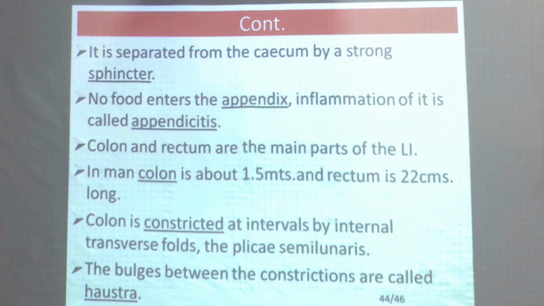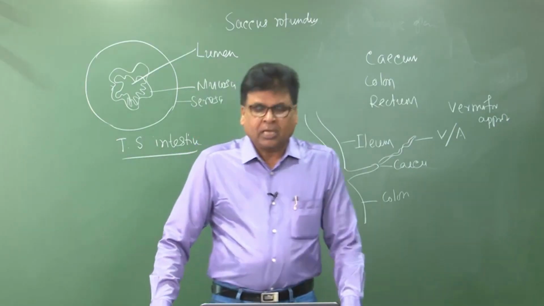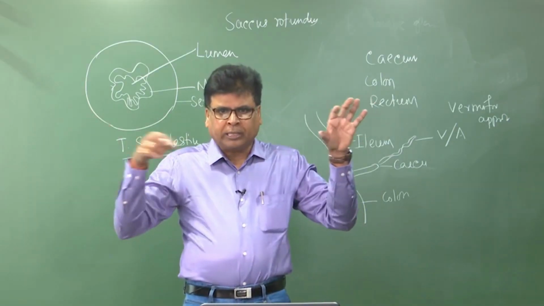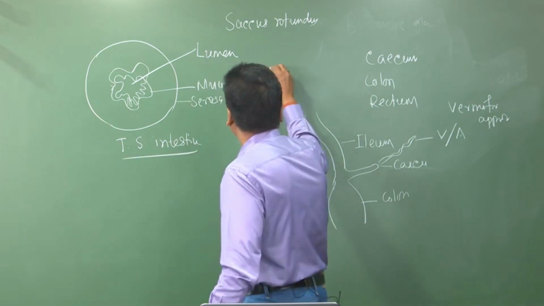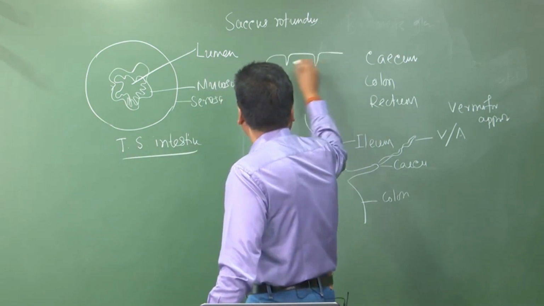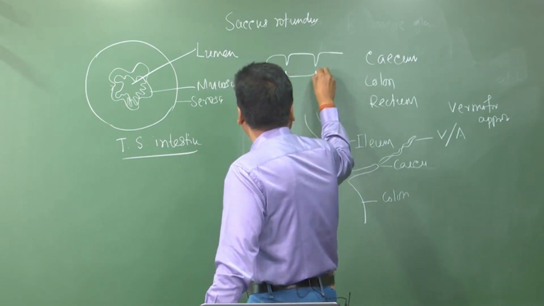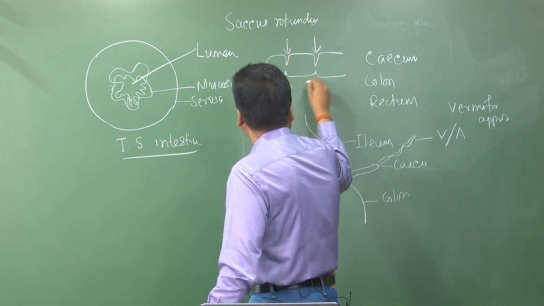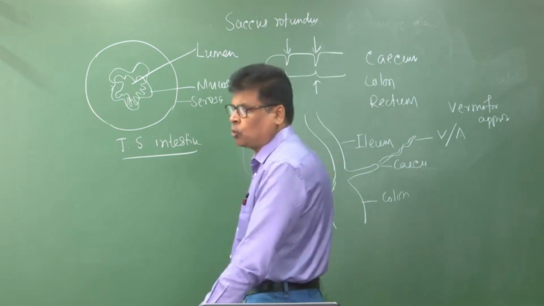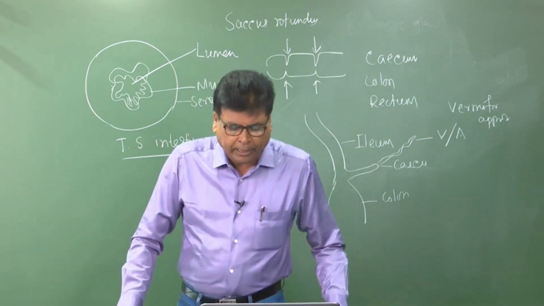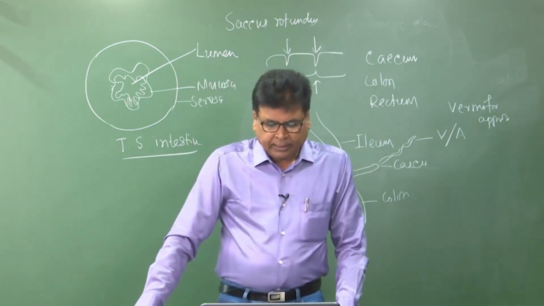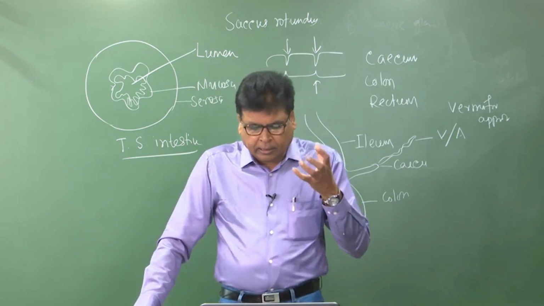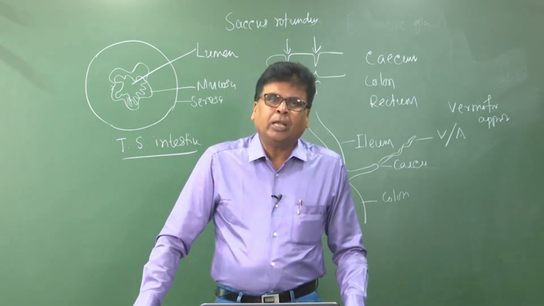I shall show you the picture. So in case of mammal or in case of human, the colon is constricted. For example, you see, this is the constriction, this is the constriction, this is the constriction, and this is the colon. So the colon is constricted intervally, and this is known as plica semilunaris.